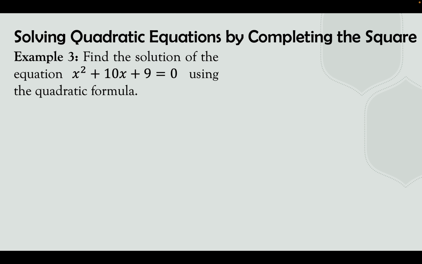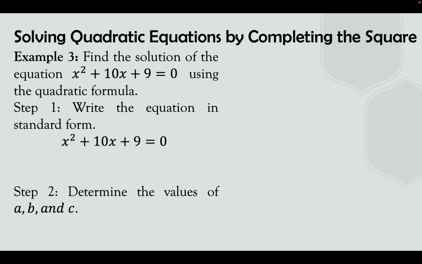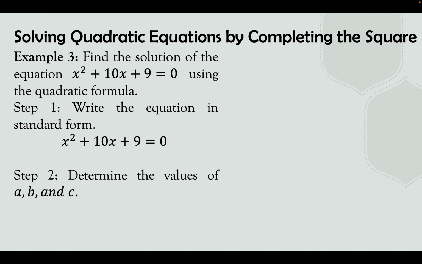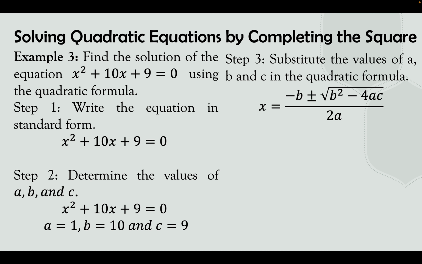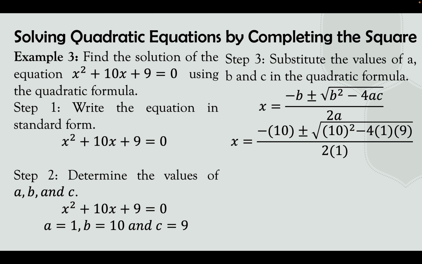Example number 3, we need to find the solution of the equation x squared plus 10x plus 9 equals 0 using the quadratic formula. Since the form now is in standard form, we just need to determine the values of our a, b, and c. So we have our a is 1, b is 10, and c is 9. Substitute the values of a, b, and c to the quadratic formula. So we have now x is equal to negative 10 positive and negative square root of 10 squared minus 4 times 1 times 9 over 2 times 1.